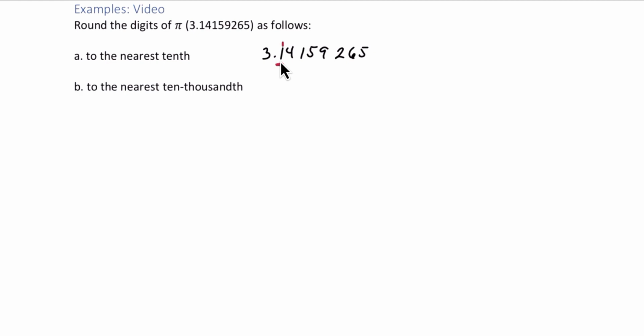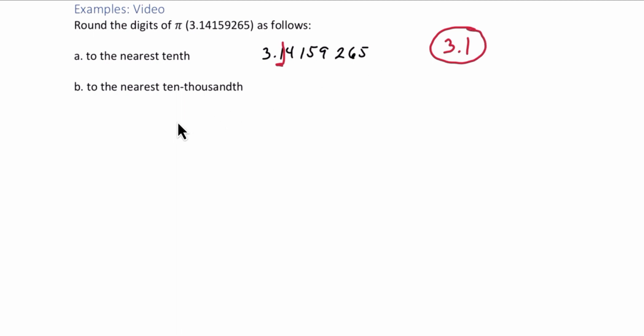Look to the right of that 1, and we can see that there's a 4. If the number to the right of your rounding digit is below 5, we round down, meaning we do not change the rounding digit itself, and everything to the right of our rounding digit becomes zeros. Since this is a decimal, adding zeros is unnecessary. We have 3.1.